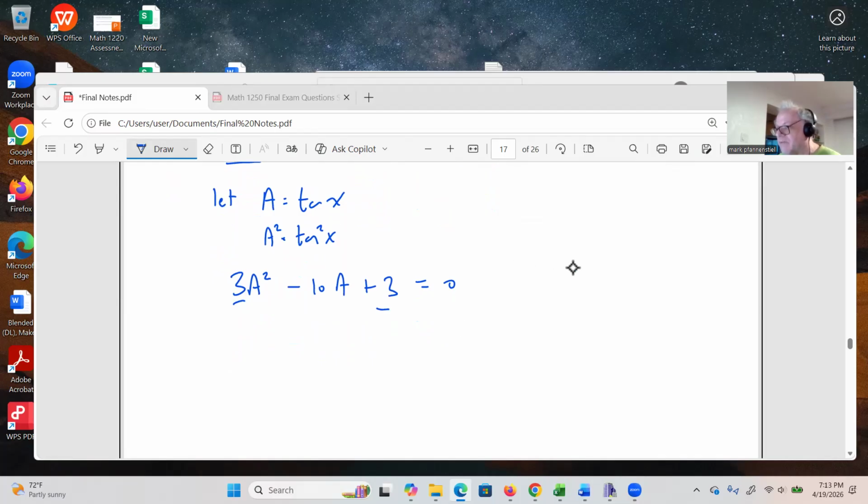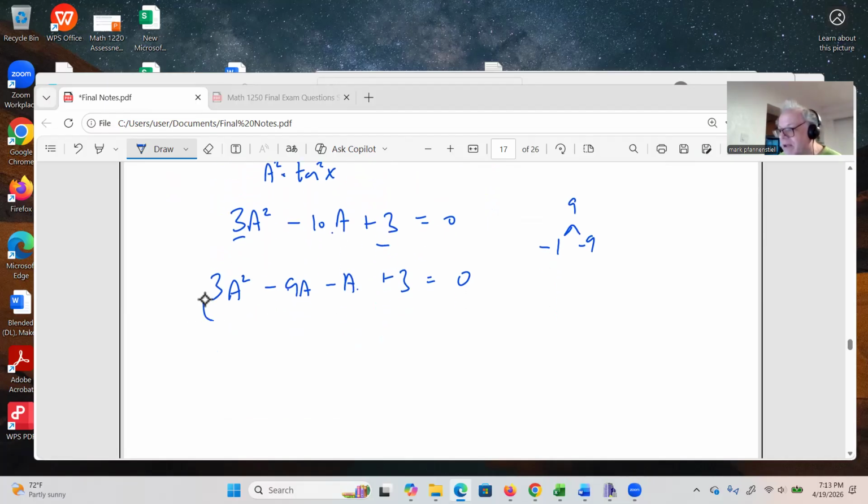So we have 3 times 3 is equal to 9. I need two numbers that multiply out to 9 but add up to negative 10. How about negative 1 and negative 9? So we're going to say this is 3a squared minus 9a minus 1a plus 3 is equal to 0. Minus 9a minus 1a is minus 10a, so that's going to work.